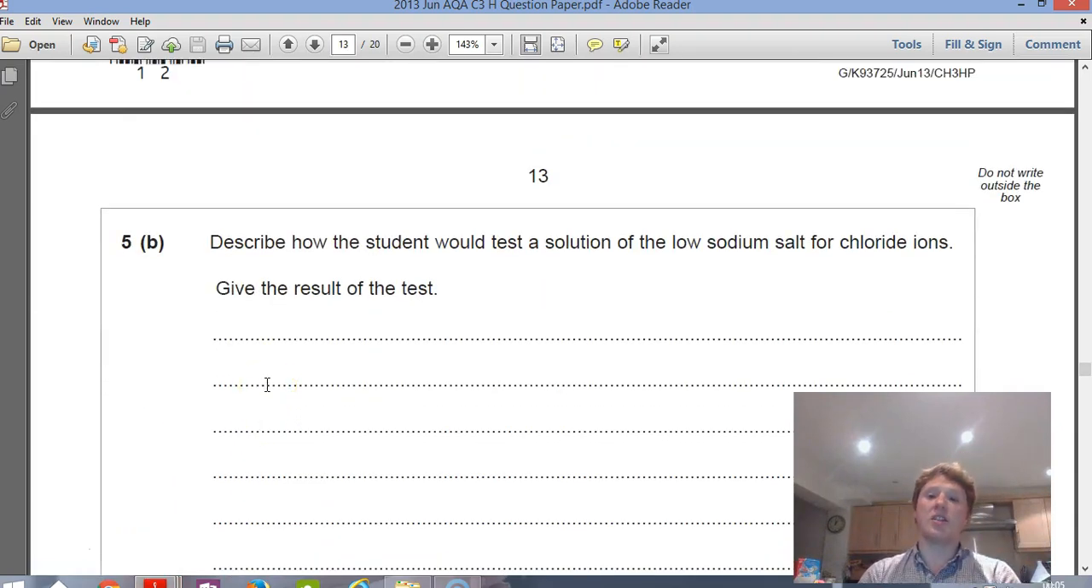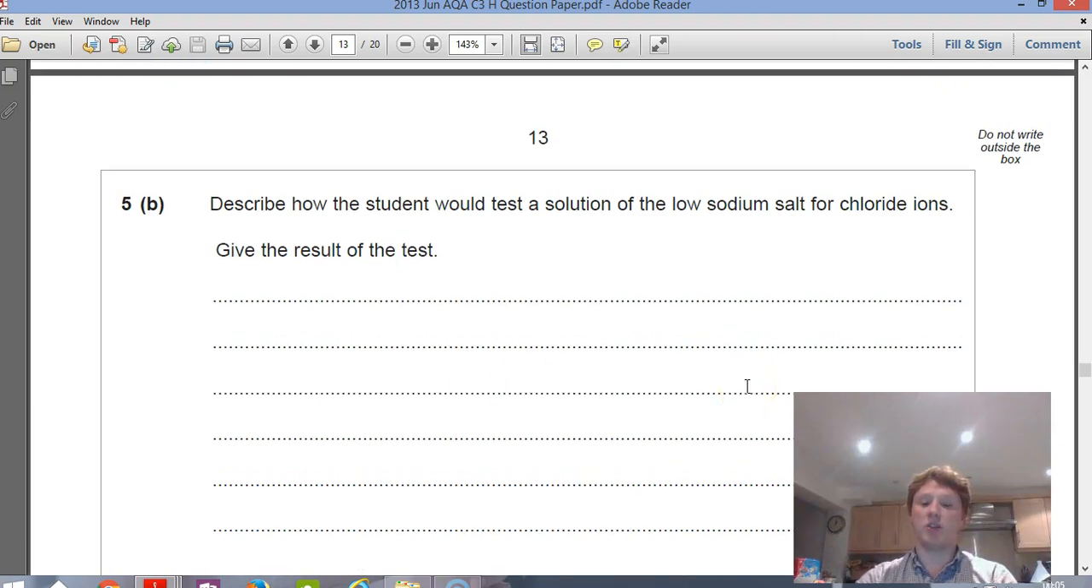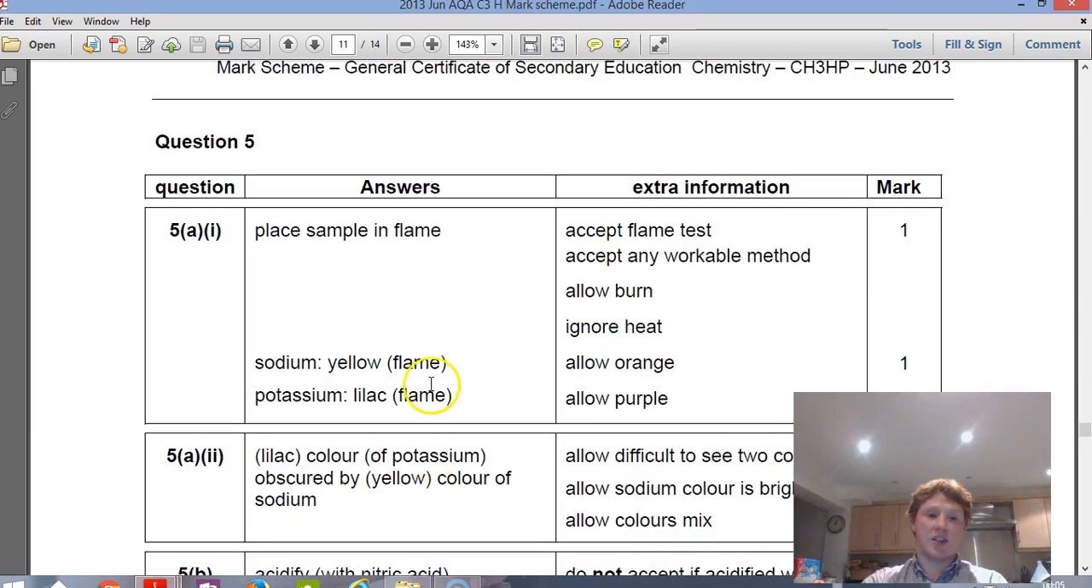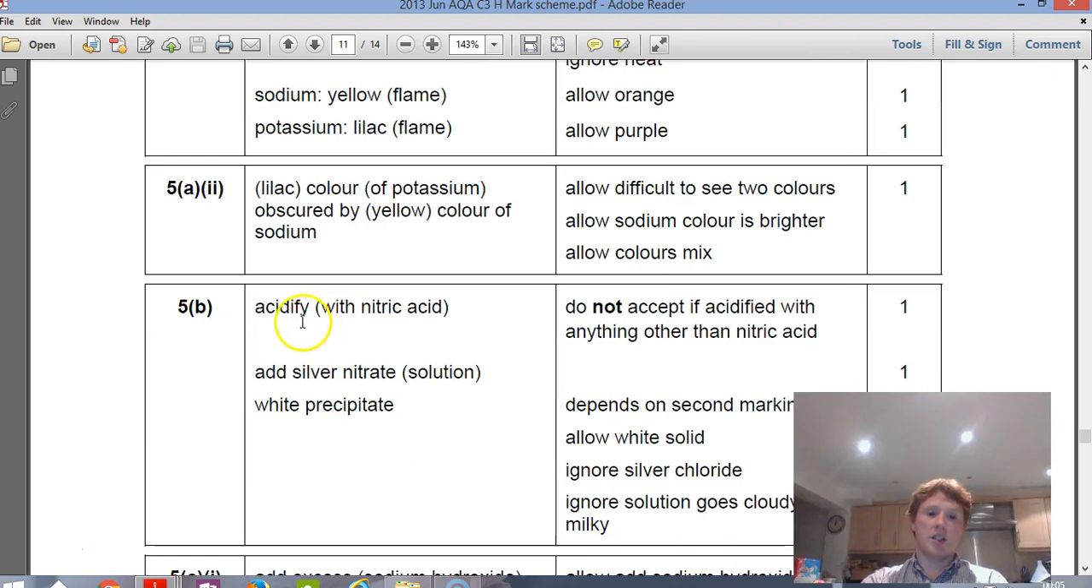How would you test the low sodium salt for chloride ions and give a result? So it's 3 marks. So 2 marks for the description, 1 mark for the results. Off you go. Right, chloride ion tests, silver nitrate. So you get 1 mark for saying you add nitric acid or acid. You just need to write acidify. But if you wrote an acid other than nitric acid, you wouldn't get the mark. So in some cases, it pays to be simpler. Add silver nitrate, you would get a white precipitate. Okay.